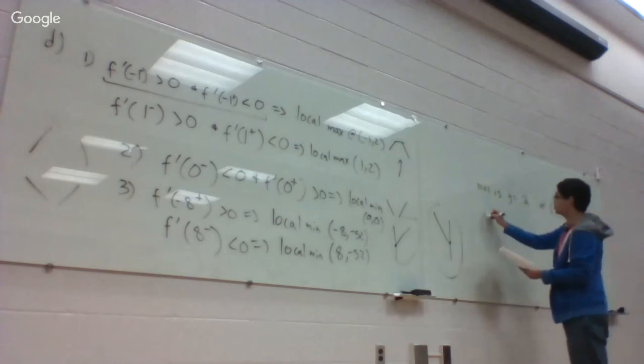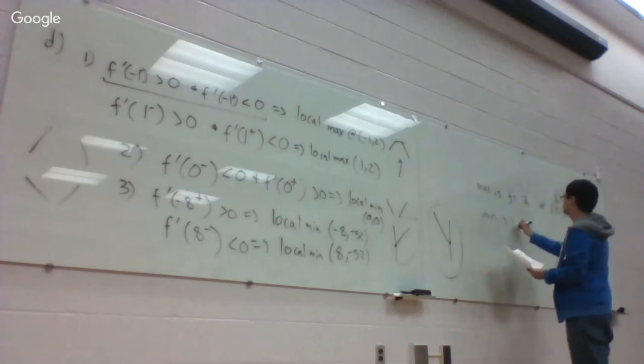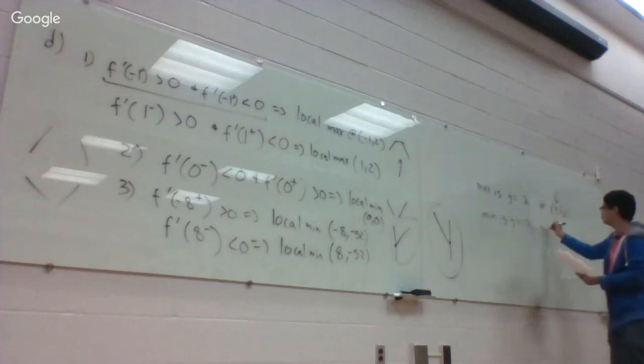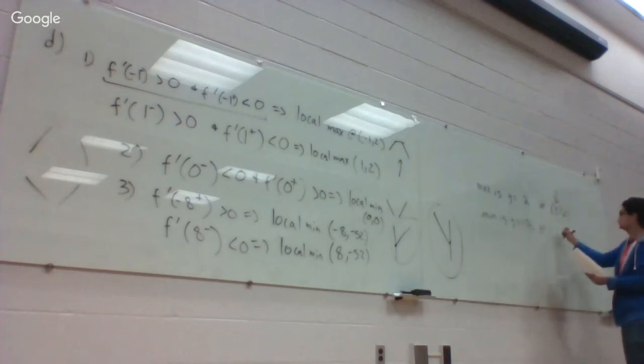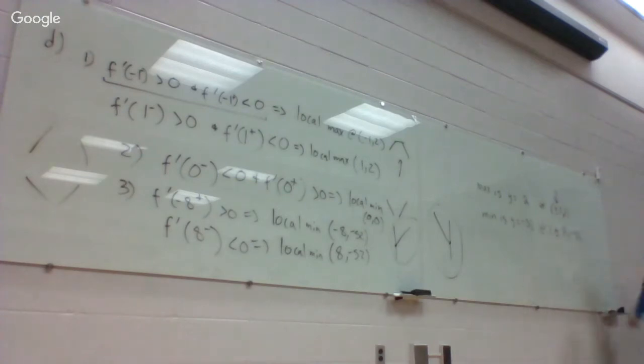So the min is -52, and that occurs at plus or minus 8. They're both -52 at plus or minus 8 if you plug that in. -52 is the lowest y value. That's why it's the absolute min. Any questions on this?